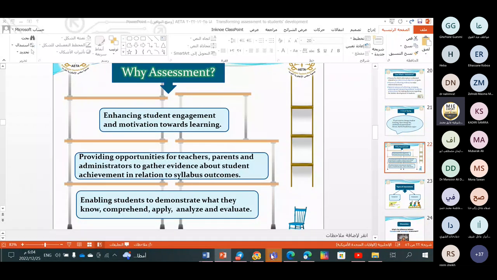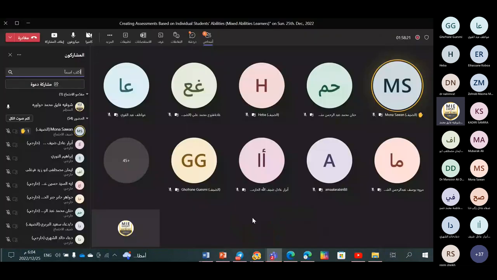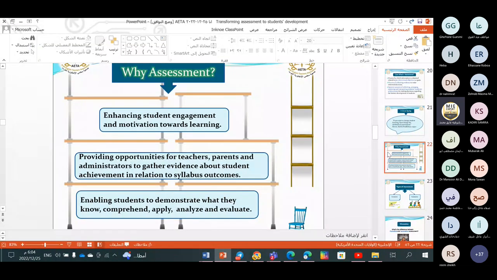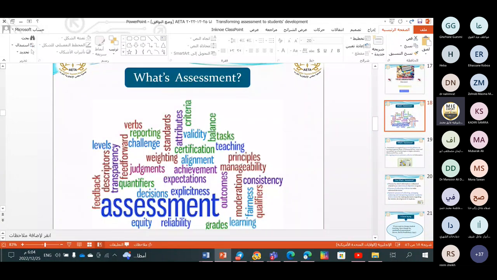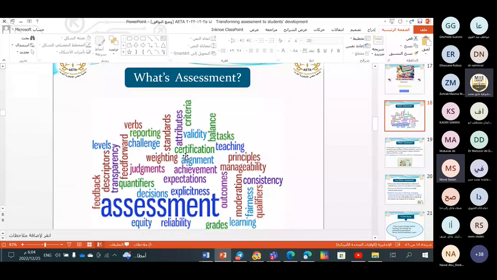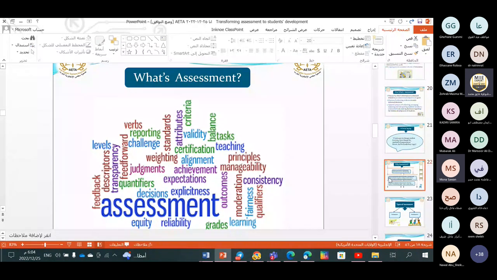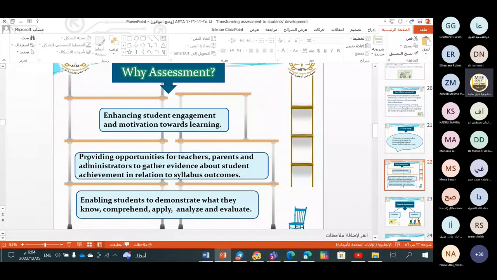Yes, what's your opinion? Who can answer here? Yes, do you understand her question? The validity and certification and the words that we put in this diagram here, let's return to it. Is it applicable to this? Validity here, assessment, and is it applicable to the second one, what you mentioned in the second slide? Yes. This point, you mean providing opportunities?